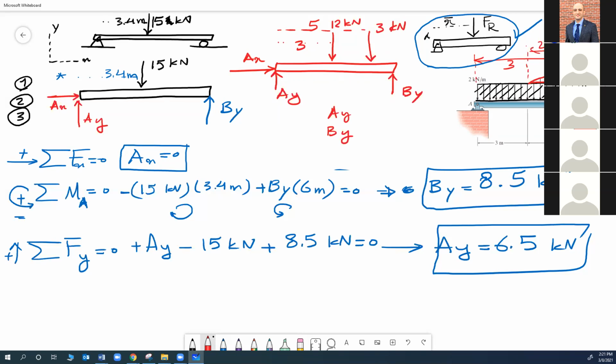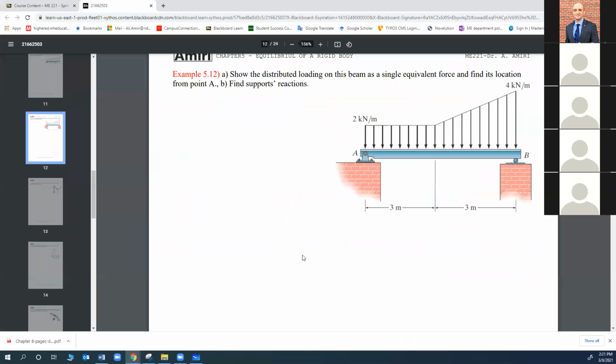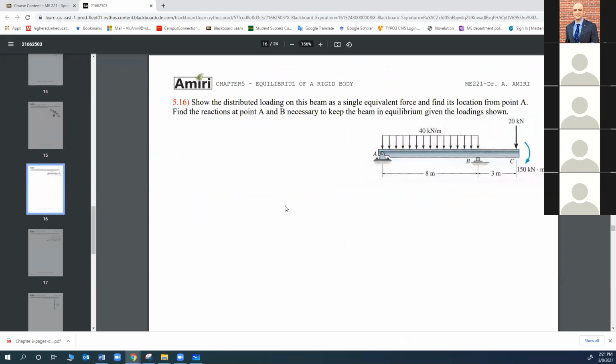Okay, let's look at another one. Similar, so we're going to move a little bit faster, but just more practice here. Number 16. This has been an exam problem a couple of times. Show the distributed loading on this beam as a single equivalent force and find its location from point A. Again, replace everything that you see here and put just one force. Find reactions at points A and B necessary to keep the beam in equilibrium given the loading shown.